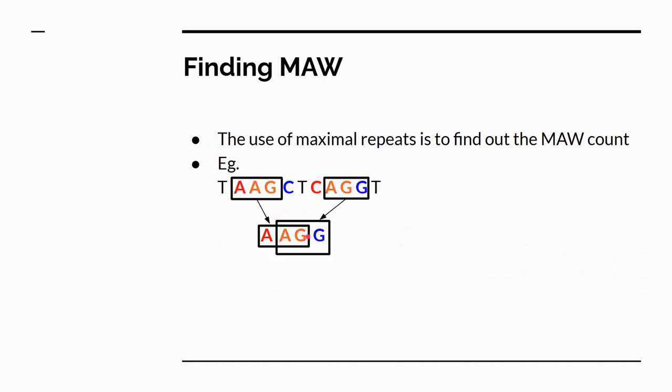Here, this will be a MAW which can be created by just interchanging C and G. And this will be another MAW, and we create it by replacing G with C.